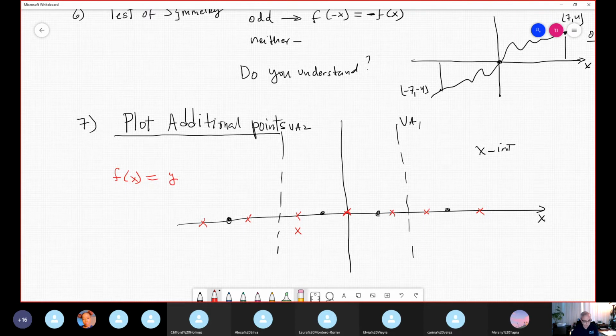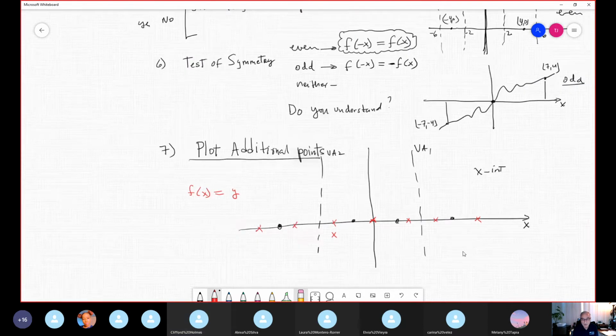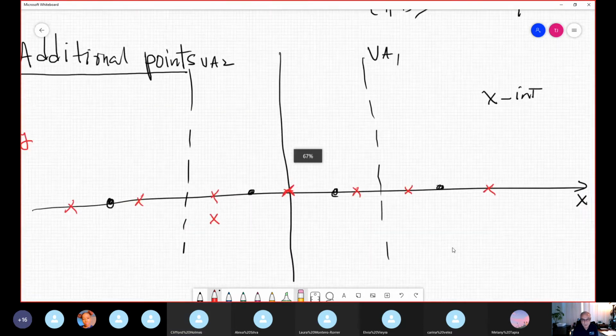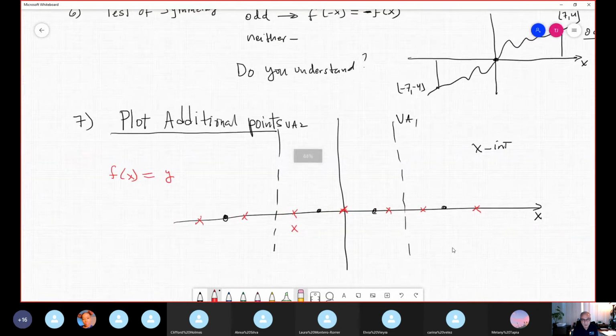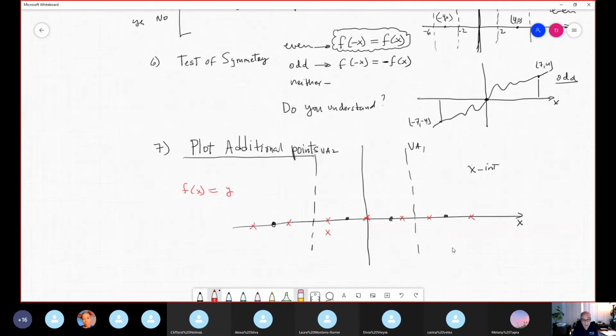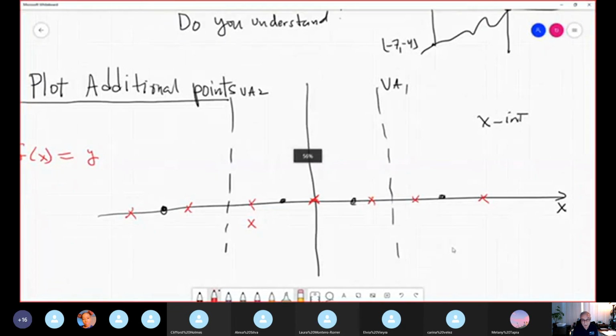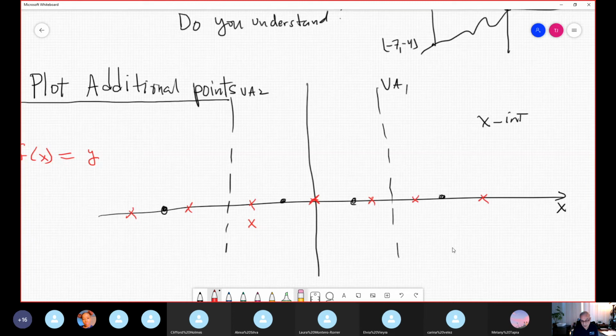Do you understand or no? Not really. What part are you confused about? Come on, discussing. The last part, the additional point? Yes. Okay. Do you see it in the example? I promise you will see it in the example. But the question is, Professor, how many additional points do I need to plug? It's up to you. It's not strictly mandatory, depending on the example.